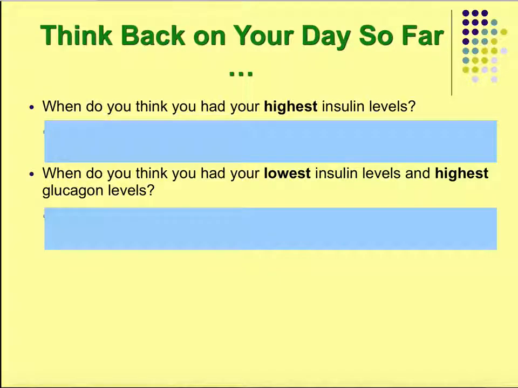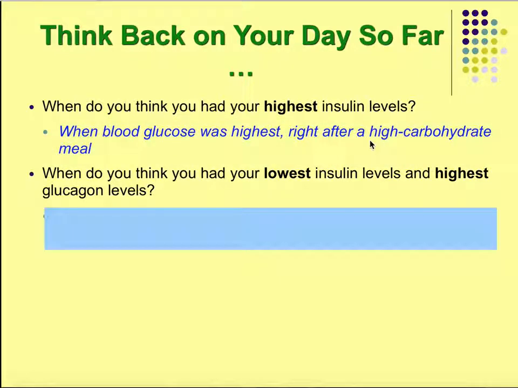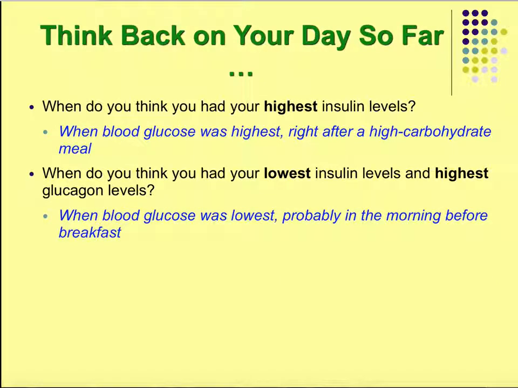Now think back on your day so far. When do you think you had your highest insulin levels? Well, your insulin levels would be highest when you need to lower blood glucose. So when is your blood glucose highest? It's right after you've had a meal, especially a high carbohydrate meal. When do you think then you had your lowest insulin levels and then as a result highest glucagon? That would be when you don't want to lower blood glucose, which is probably in the morning before you've had breakfast.